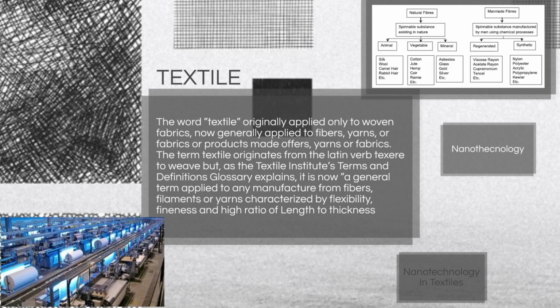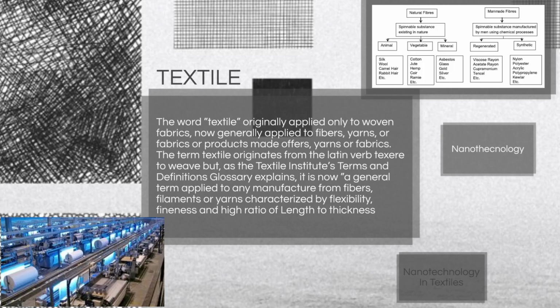explains, it's now a general term applied to any manufacture from fibers, filaments, or yarns characterized by flexibility, fineness, and high ratio of length to thickness. If we look at the above table, there is a categorization of the fibers used in textile.